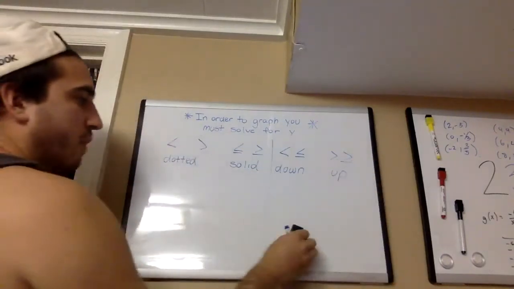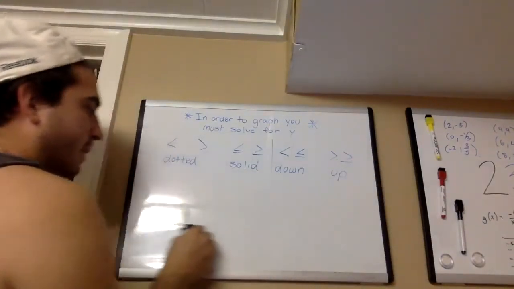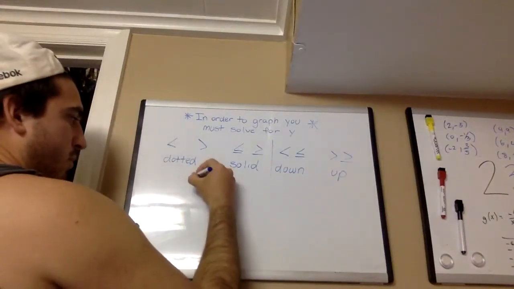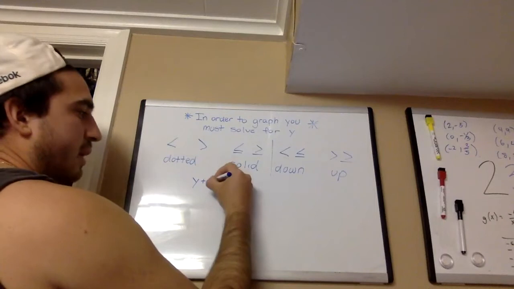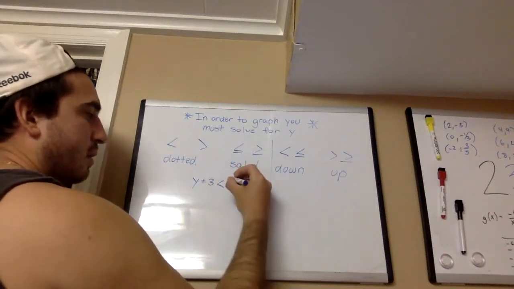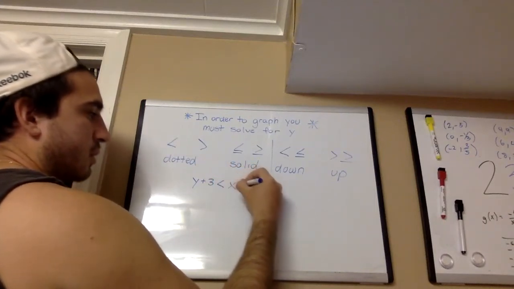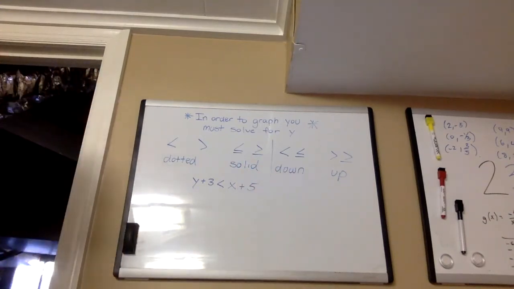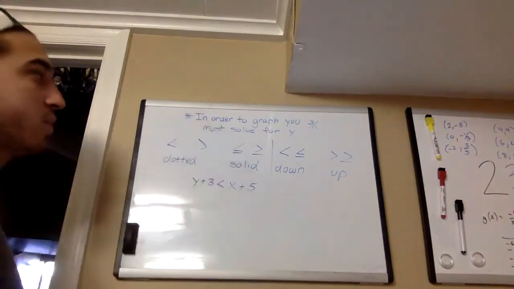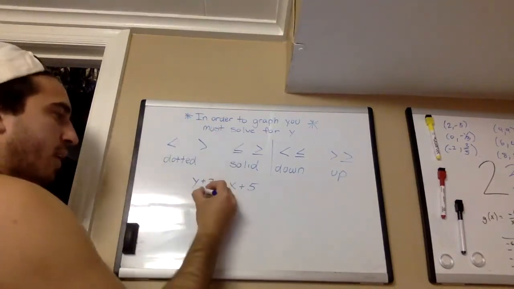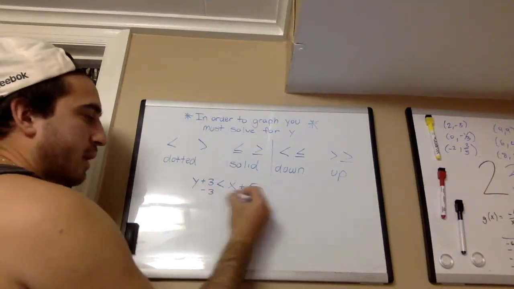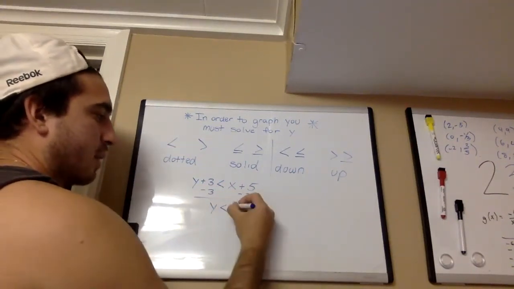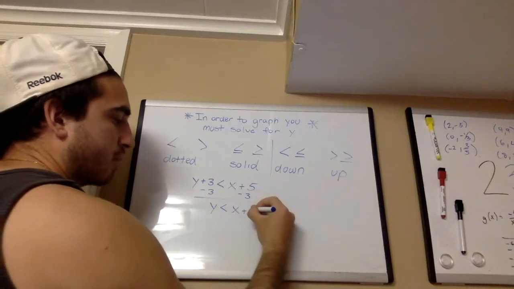So let's go over one example quickly. Let's just say we had y plus 3 is less than x plus 5. In this problem, number one rule, must solve for y. So let's solve for y. Subtract 3 on both sides. You end up getting y is less than x plus 2.